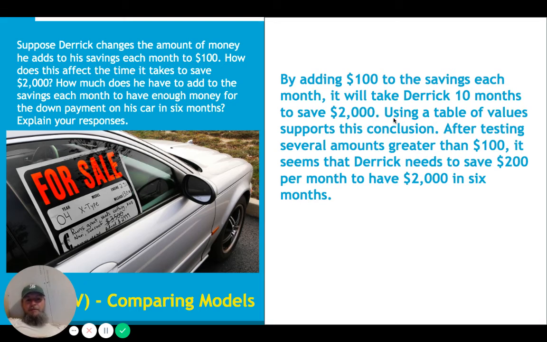But using a table of values supports this conclusion. All we have to do is use the calculator and show it. And after testing several amounts greater than $100, it seems that Derek will need to save $200 per month to have $2,000 in 6 months. So if he starts with $200 and he puts $200 every month for 6 months, that's $1,200 plus $200, $1,400. He'll make $600 in the process and have the $2,000.